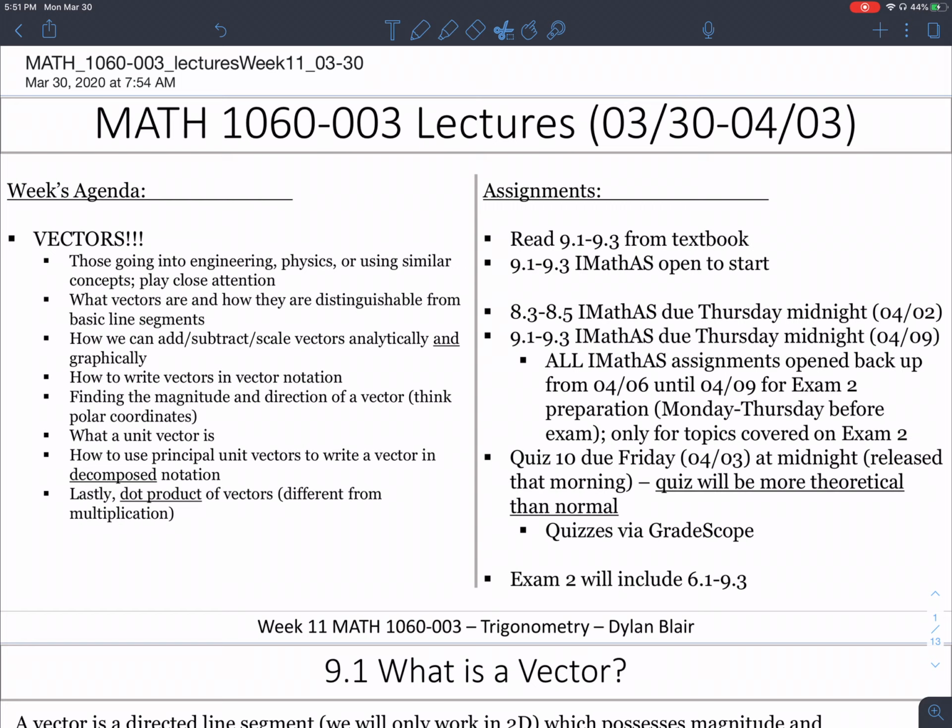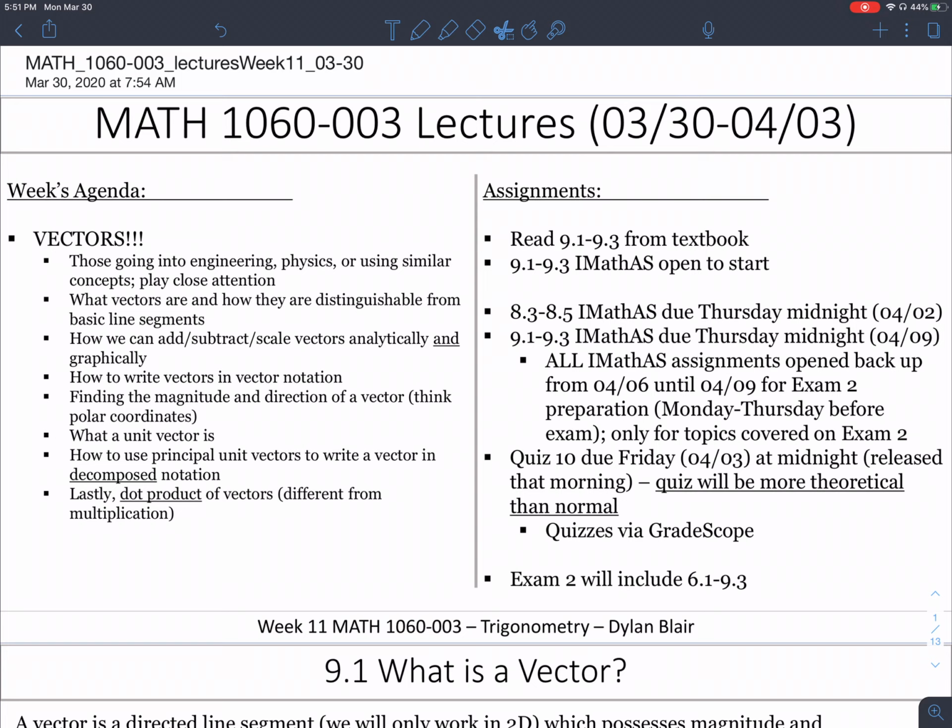Another side note, all of the sections that are covered on this next exam, so 6.1 through 9.3, are going to be opened up at some time on Monday. I have a reminder to open them back up on Monday. So when I get to my computer, I'll open them back up. But they'll be opened up April 6th through April 9th at midnight, so the day before the exam.